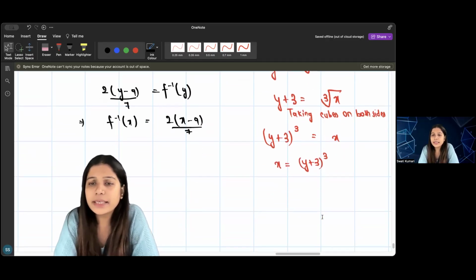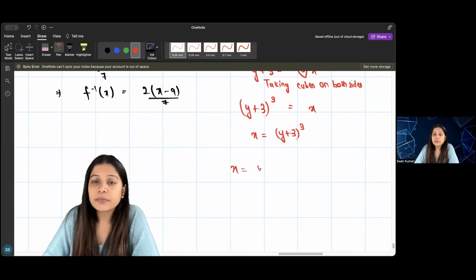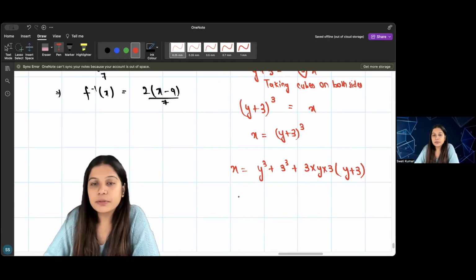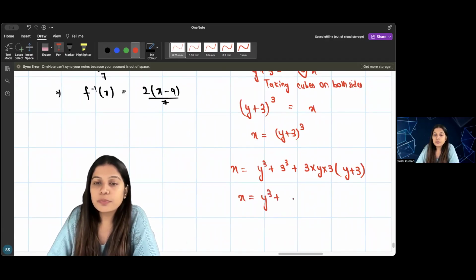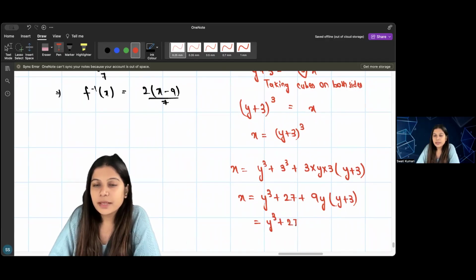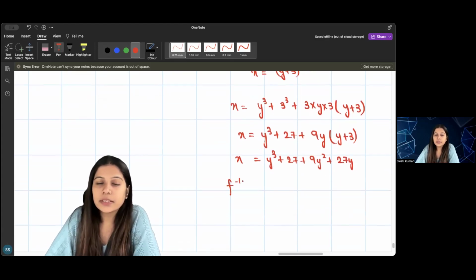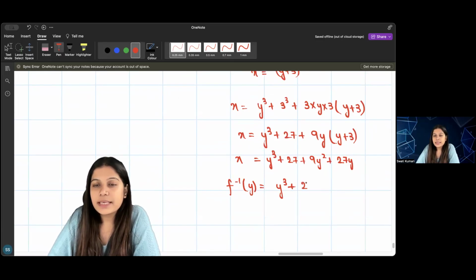If you want, you can use the identity here of a plus b whole cube, which is a cube plus b cube plus 3 into a into b into a plus b, which if you simplify, it will become x equals y cube plus 27 plus 9y times y plus 3. That is going to be y cube plus 27 plus 9y square plus 27y. That is x, right? So x, if you replace it with f inverse y, it is going to be this: y cube plus 27 plus 9y square plus 27y.